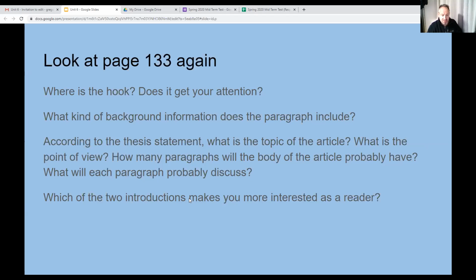Okay, well, when you're back here, I've got the textbook in front of me, so I'm going to use that. Where's the hook? Does it get your attention? So where is the hook sentence? It's in the introductory paragraph, of course. So which sentence, where's the hook sentence? It's often the first sentence, usually one of the first couple of sentences.